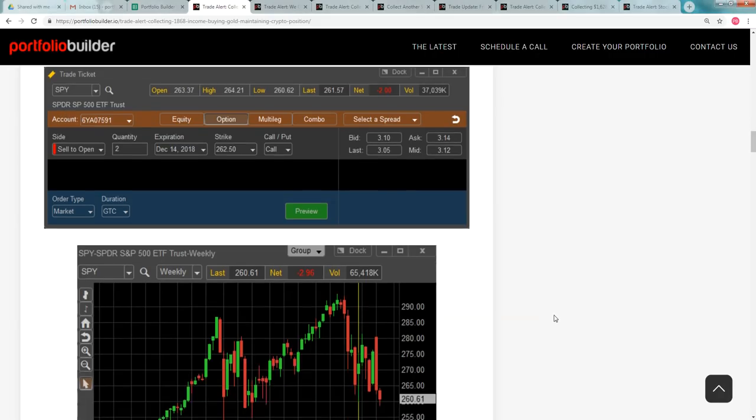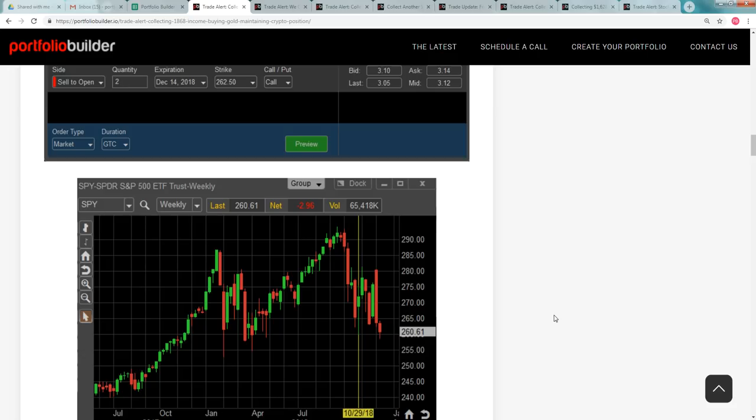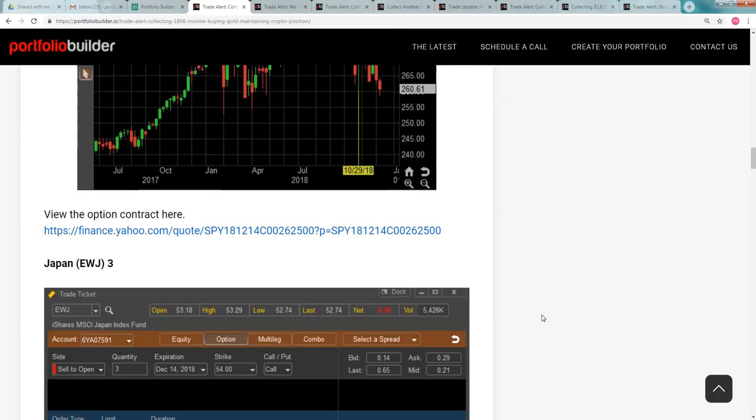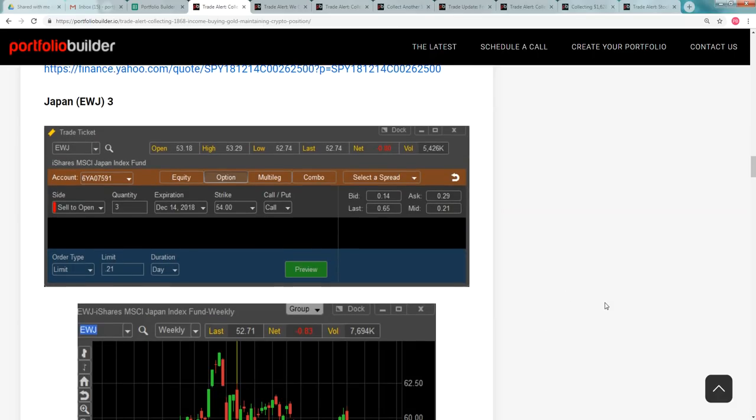Now, of course, our risk is that if the SPY were to go down in value, we hold on to our SPY contracts. That's a risk we're willing to take with Portfolio Builder because our intention is to hold these positions in these top index ETFs, bonds, and gold for a long period of time. In fact, for the rest of our lifetime.